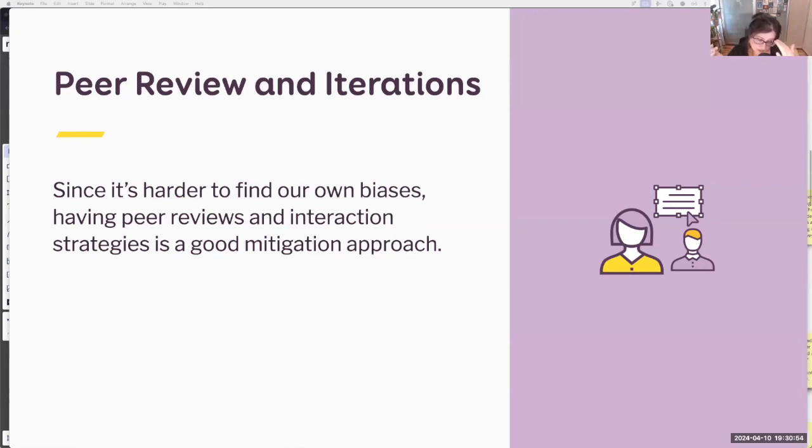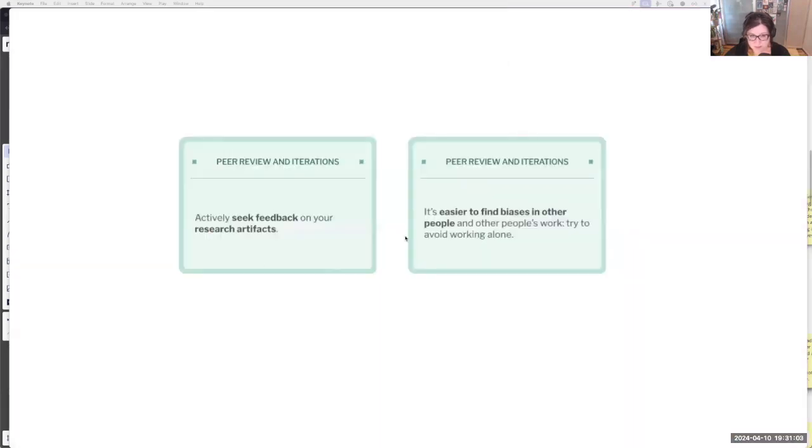And we do that a lot in academia, where you have a lot of peer review and iteration to make sure that you mitigate as much as you can. So seeking feedback on what you design, your design artifact, like your prototype, things like that. And then, trying not to work alone, which is sometimes easier said than done. But again, you might not need another researcher. You can find someone who at least can double check your artifacts.